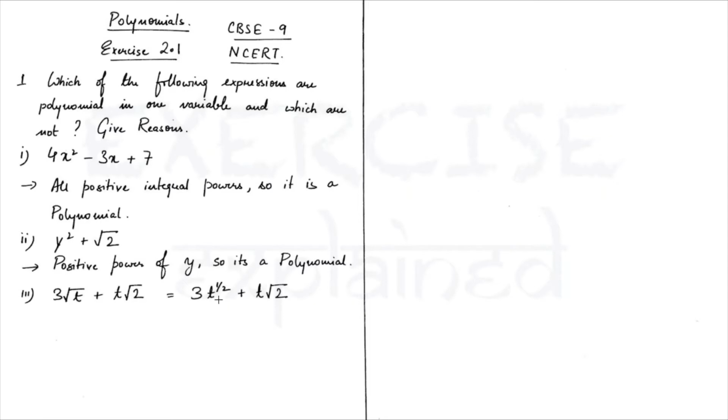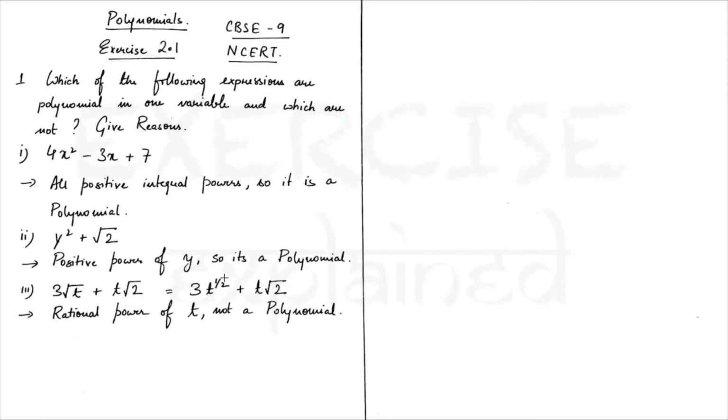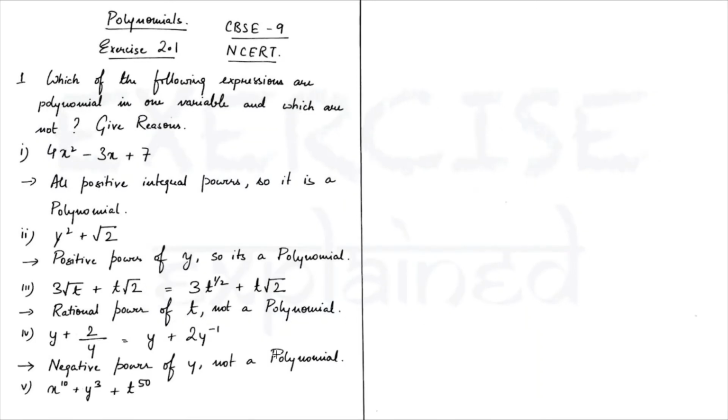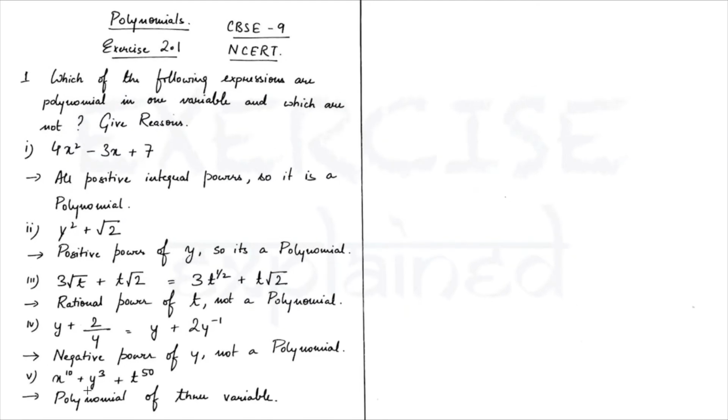Now what happens here is we have a rational number as the power of t, so it is not a polynomial. Let's get into the next one, that is y plus 2 by y. So y plus 2 by y can be written as y plus 2y to the power of minus 1. Now we have a negative power of y here, so it is not a polynomial. Coming to the next one, we have x to the power of 10 plus y to the power of 3 plus t to the power of 50. Now you can see here we have got three variables. This is a polynomial but of three variables, so we have written it as polynomial of three variables.